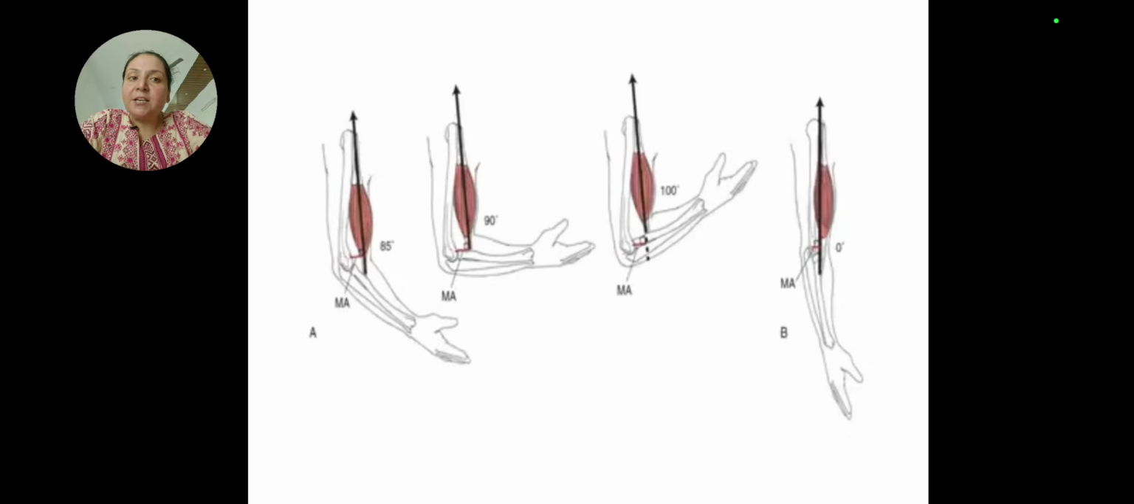When it goes to 90 degrees of elbow flexion, you can see the MA is more, it has started to develop more, and at around 100 degrees of elbow flexion, you can see the maximum perpendicular distance is there. Therefore, we say that from 80 to 100 degrees, the force production or the torque production will be maximum.